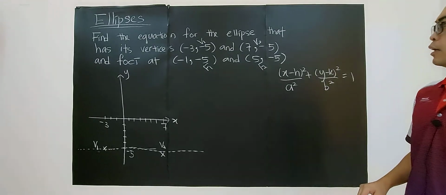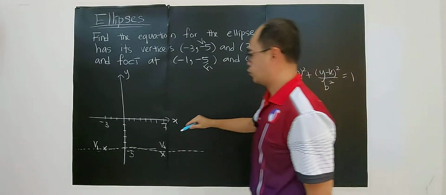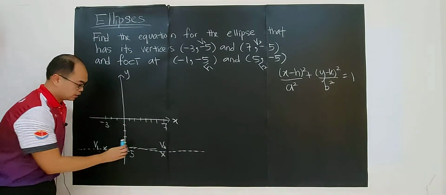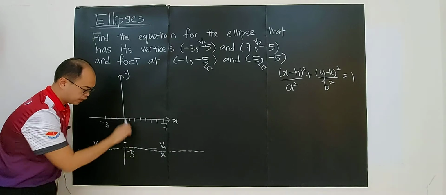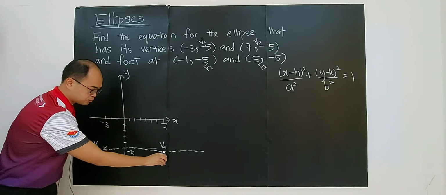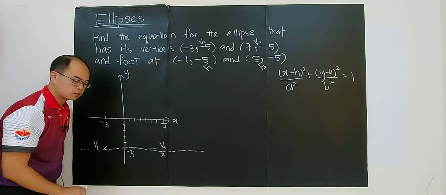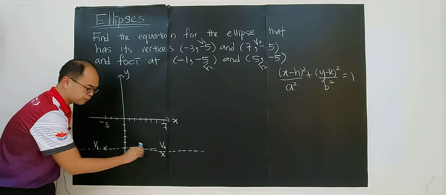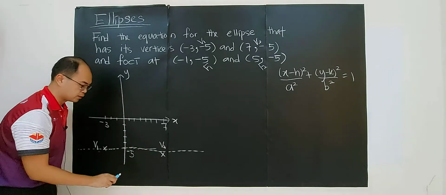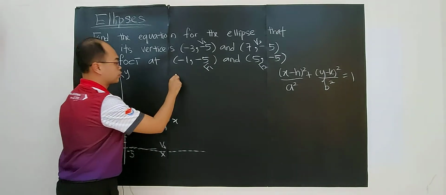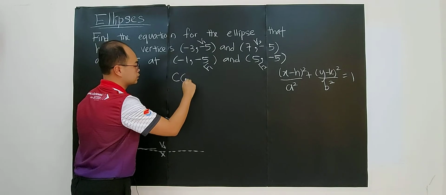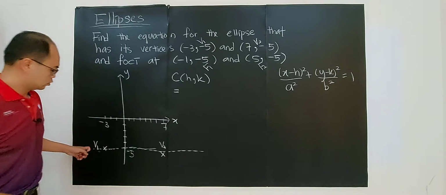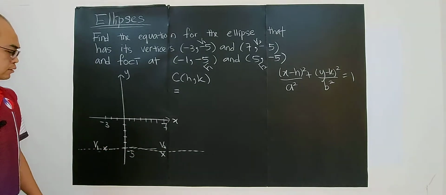So how to find the center? Now I know my vertices. I always know that the midway point of these two vertices will be the center. Or if they give you two foci, then the midpoint of these two foci is also the center. So we have to show how to find the center here. The center (h, k) is the midpoint between the two vertices, right?